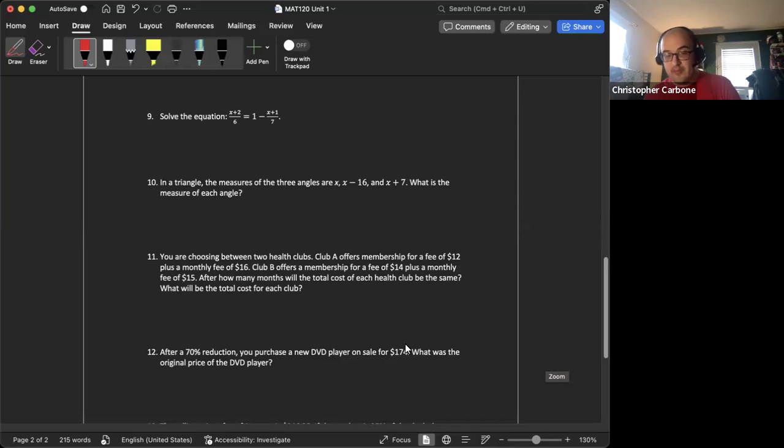The ninth problem that I have is to solve this equation, this being (x plus 2) all divided by 6 is equal to 1 minus (x plus 1) divided by 7. For this one, we're going to do the least common denominator again, which for this would be 6 times 7, so 42.